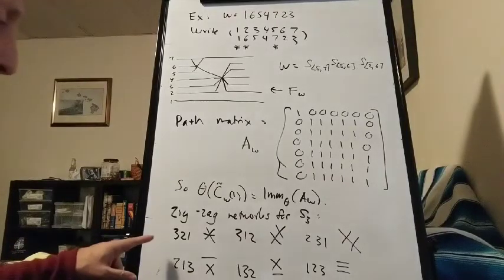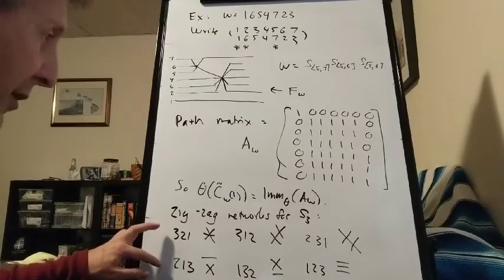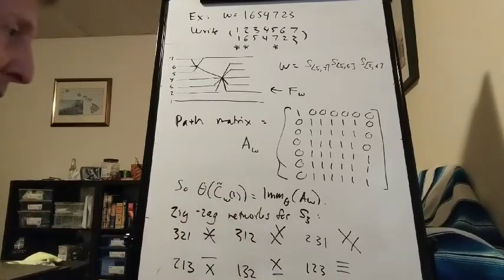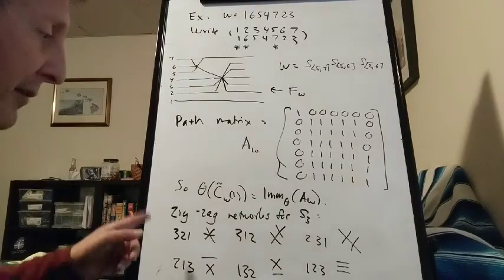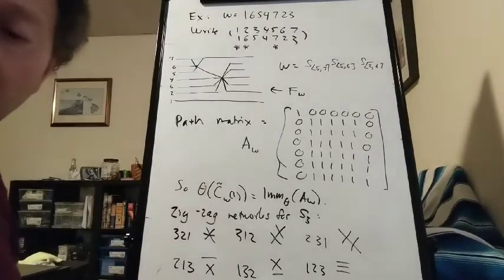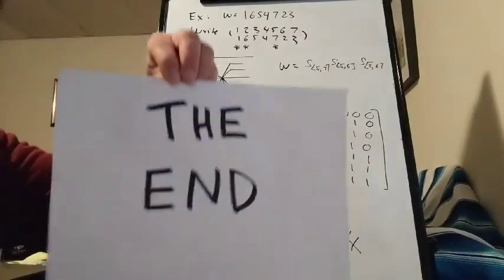Now I want to show you the zigzag networks for all the permutations in S4. But I have that written down, so I'm going to give you a PDF file and have you look at it in the PDF file. The end.